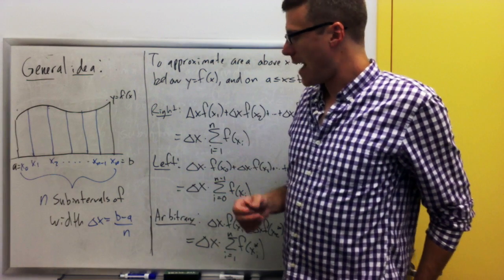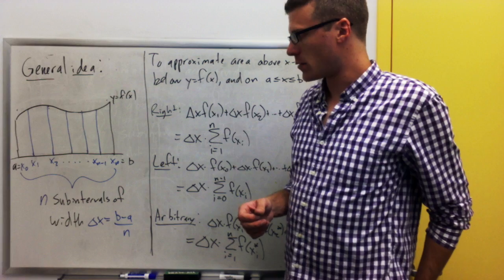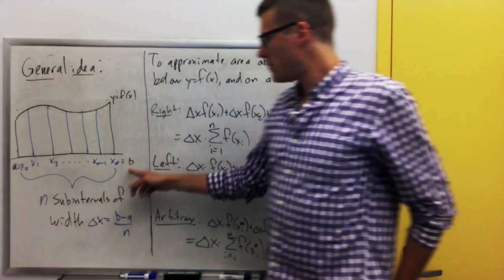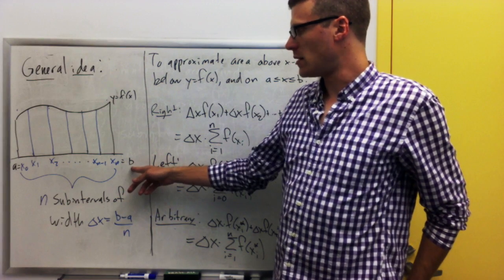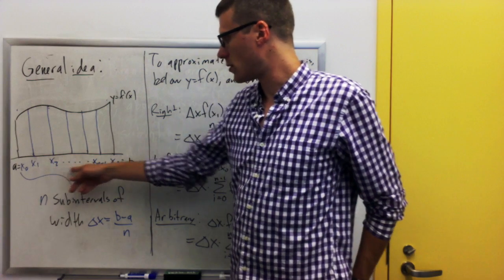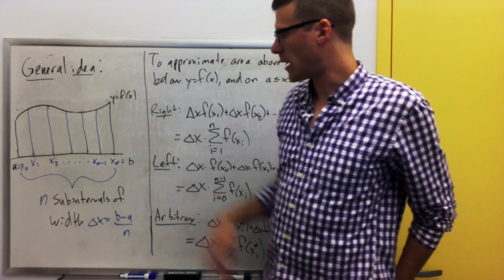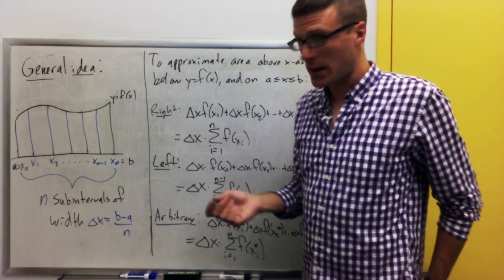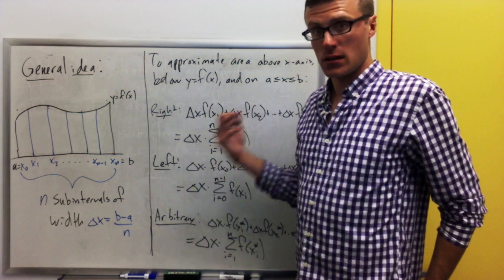We label the endpoints of these subintervals. We're going to let a be x sub 0 and b be x sub n, so that between a and b we have x sub 0, x1, x2, all the way up to x sub n minus 1, x sub n. So there are actually n plus 1 endpoints for the n intervals.